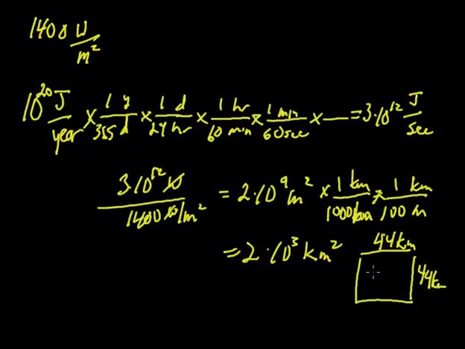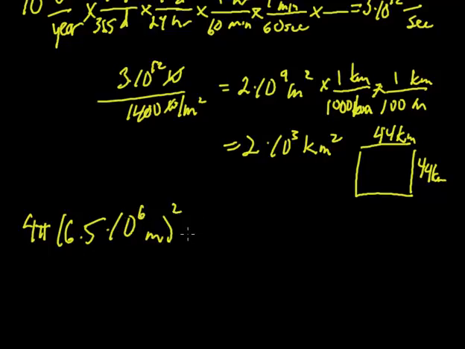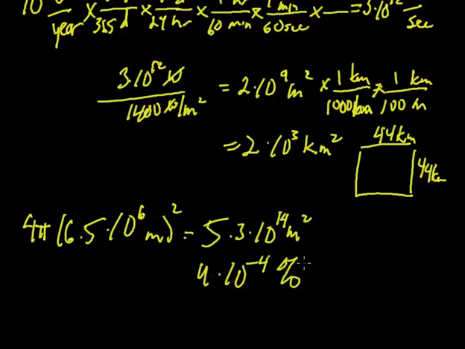If we want to do it as a fraction, we would find the Earth's surface area. If we know the radius, then we just do 4 pi times 6.5 times 10 to the 6 meters, squared, and that gives me about 5.3 times 10 to the 14 meters squared. Then we can simply divide and get something around 4 times 10 to the negative 4 percent, which is a pretty small amount.